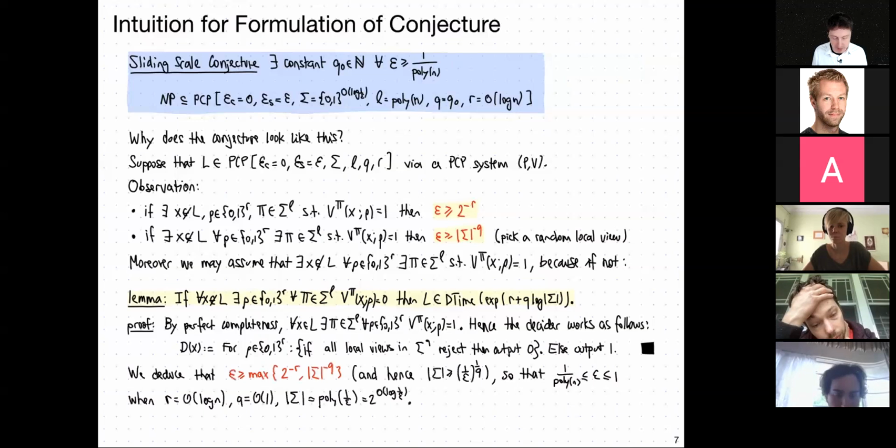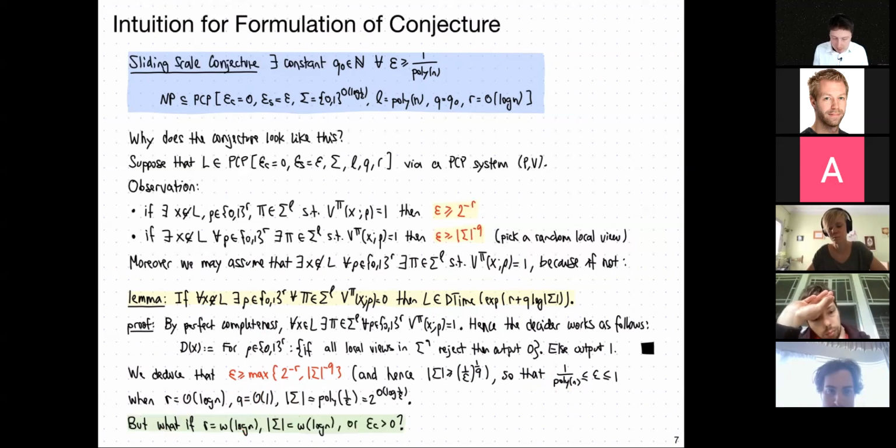All right, let me pause for a second, and I'll come back to this proof in a moment if there are questions. The point is that, whatever this technical thing is, it's telling us that unless we have this weird condition, in which case the language is not too hard, we deduce that the soundness error must be at least this much. So this regime of epsilon being at least 1 over poly is the right thing to do when the randomness is small and the query complexity is small, okay?